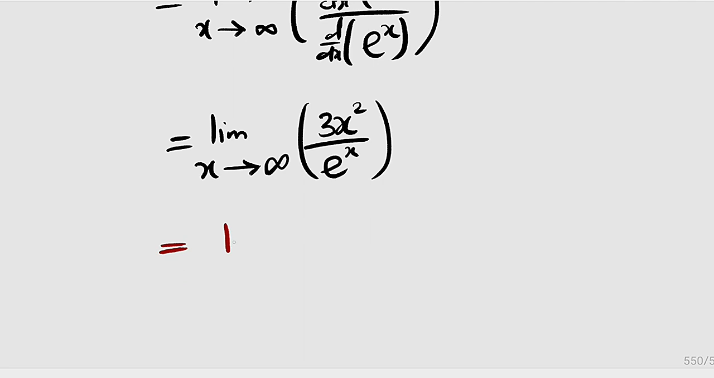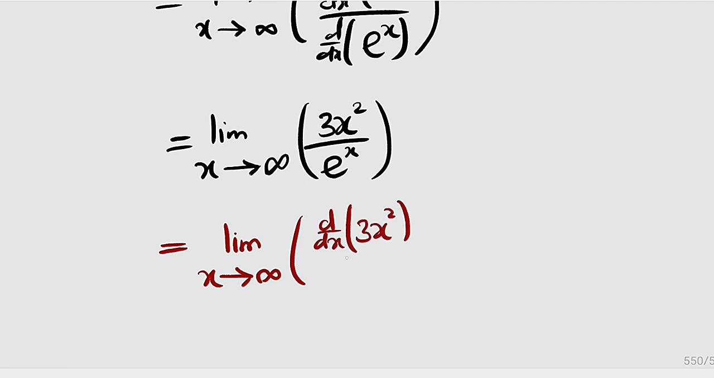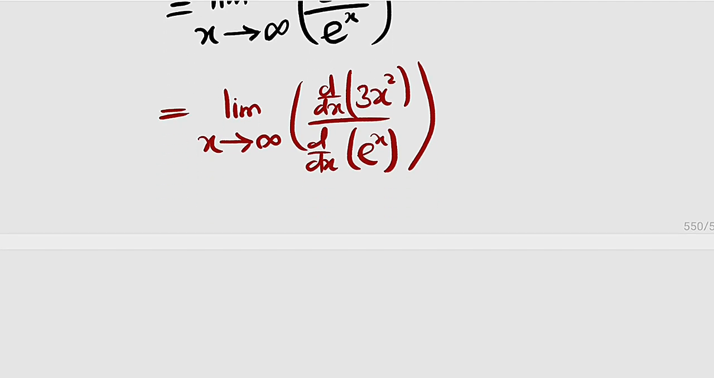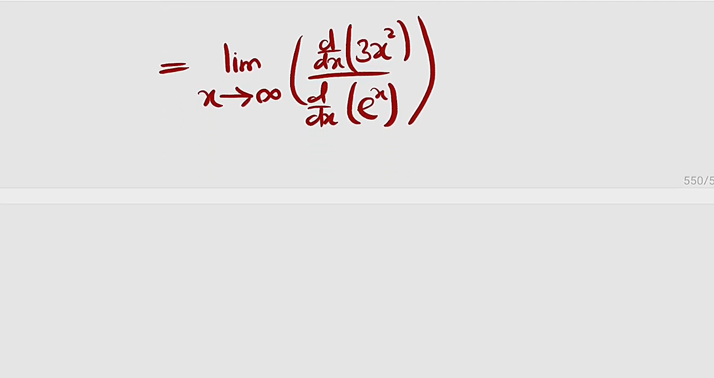So we say this is the same thing as the limit as x approaches infinity of d over dx of 3x squared divided by d over dx of e to the x. If you differentiate 3x squared, you are going to obtain 6x. So we have 6x divided by, if you differentiate e to the x, you're still going to get e to the x. Still, we are going to differentiate again.